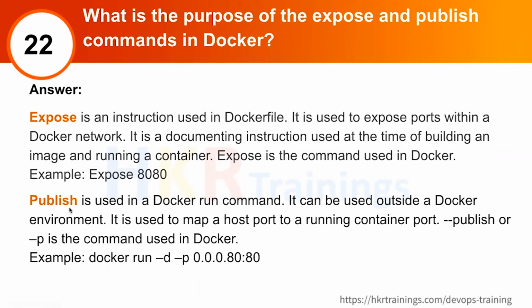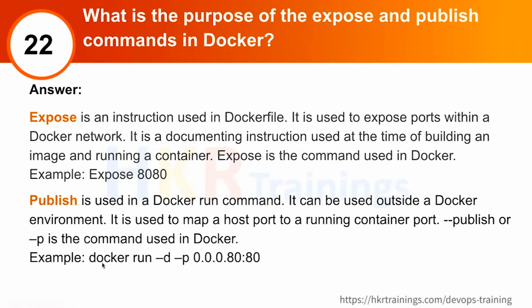Okay, the next term is publish, and publish is used in a Docker run command. It can be used outside the Docker environment. So if you see, expose can only be used within a Docker network. However, publish can be used outside the Docker environment as well. It is used to map a host port to a running container port. Whatever port we get from the expose is the container port. Publish or -p is the command used in the Docker CLI.